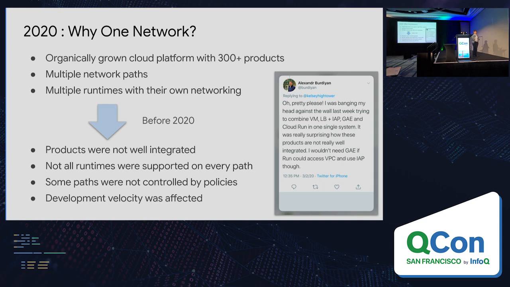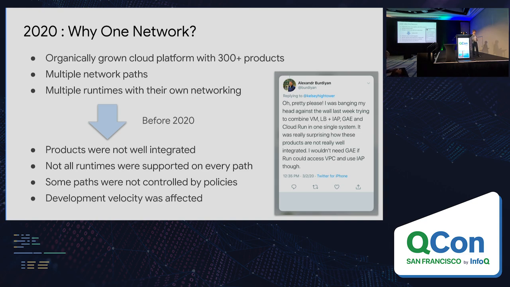And our customers noticed that the products were not integrated, and we noticed that our developer velocity was actually low, because every time we needed to release a new feature, we needed to release it n times on every network path on a different infrastructure. And the most scary and important part was the policy.